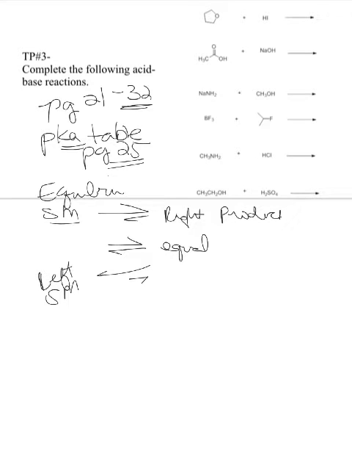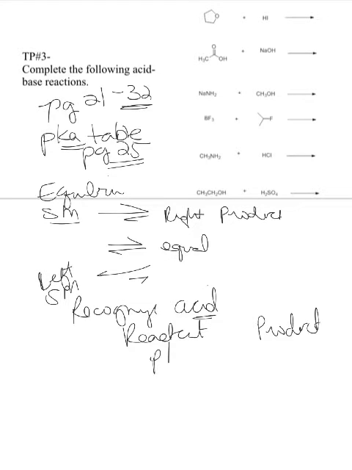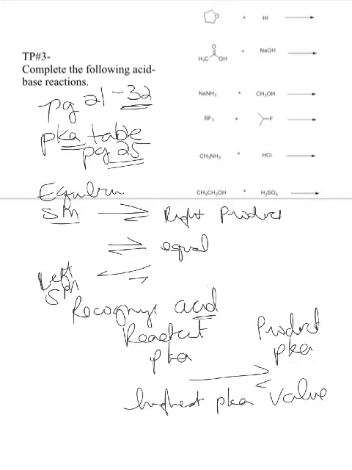And the way you decide that is you've got to recognize your acid on your reactant side and on your product side. And then you look up the pKa. And your equilibrium will lie to the highest pKa value. So your equilibrium goes to the highest pKa value, which is going to be your weakest acid. So a high pKa value is a weak acid.